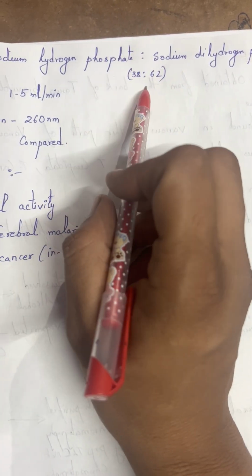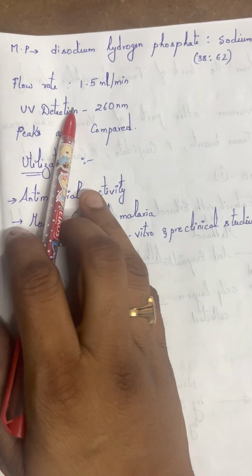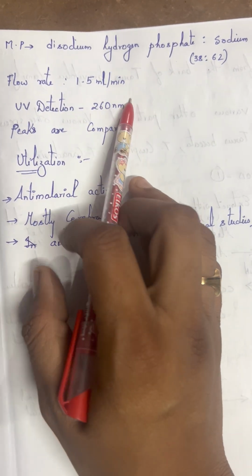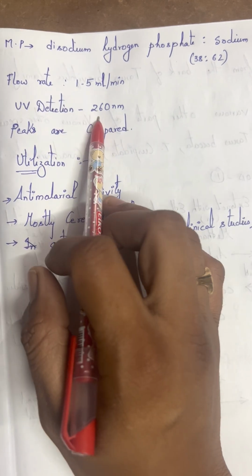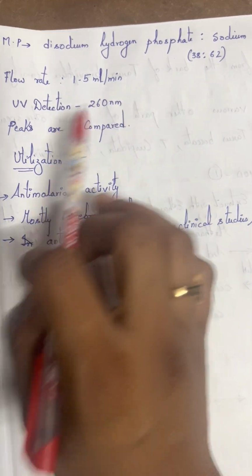In the ratio 38:62. Then the flow rate should be 1.5 ml per minute. What should be the flow rate? 1.5 ml per minute. UV detection is done at 260 nanometers.